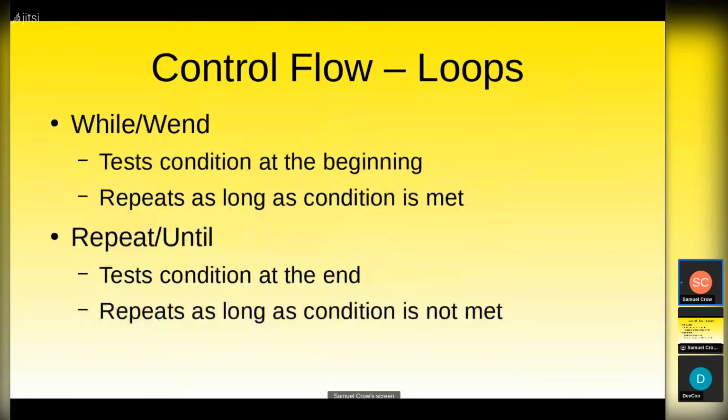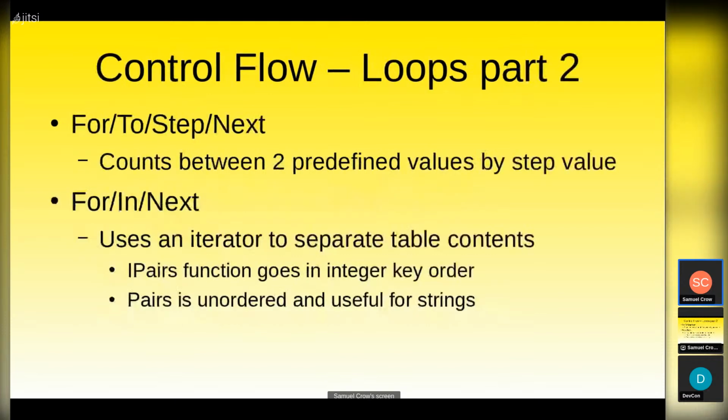There are 4 types of looping constructs in Hollywood. The while loop is a pretest loop and repeats as long as the conditional expression is met. The repeat until construct is a post-test construct and repeats if the conditional expression is not met. And I'll continue this on the next slide.